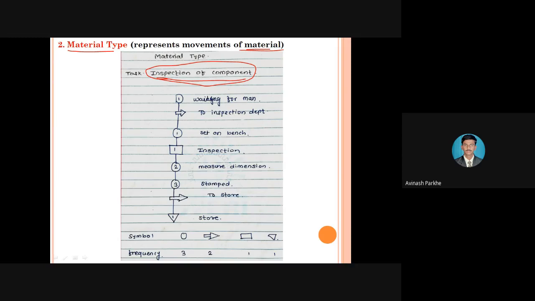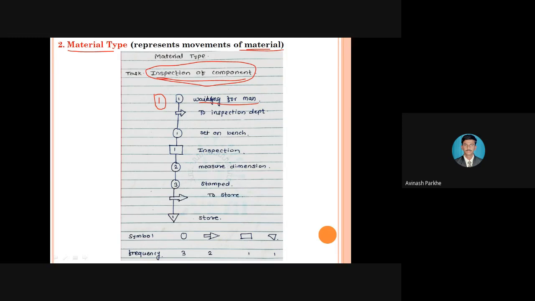Now the first symbol you can see is delay. The first symbol is the delay. It is represented at the center, point 1. Delay means your material is waiting for the man. In the previous type, the man type of chart, we already represented one movement. The man is moving towards that particular component to pick up that component. So this is the movement of that particular man.